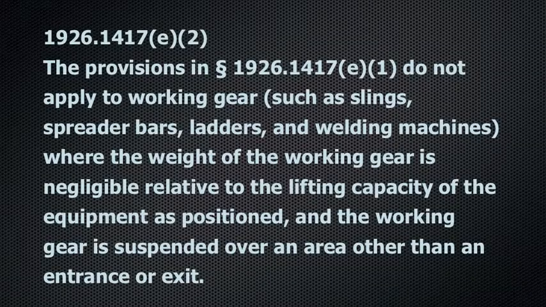Section E2. The provisions in subsection 1926.1417E1 do not apply to working gear such as slings, spreader bars, ladders, and welding machines, where the weight of the working gear is negligible relative to the lifting capacity of the equipment as positioned, and the working gear is suspended over the area other than an entrance or exit.